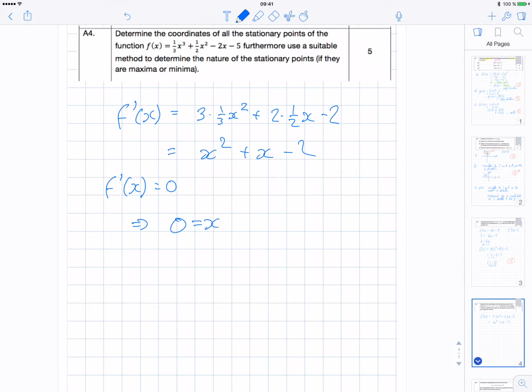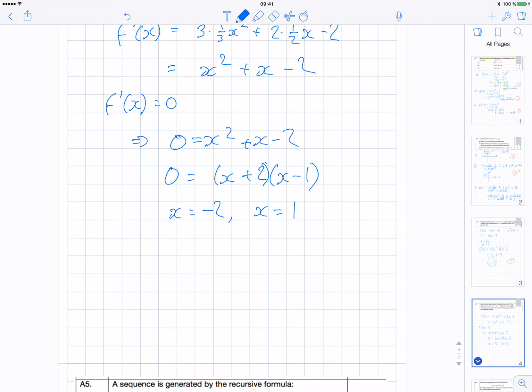So if 0 is equal to x squared plus x minus 2, I need to solve this, and I can do this by factorizing, so x is equal to minus 2 or x is equal to 1.